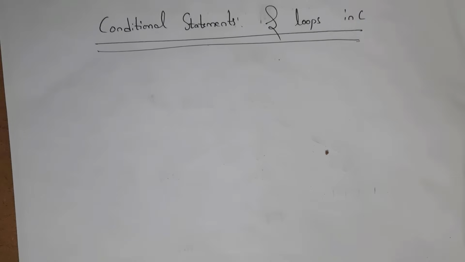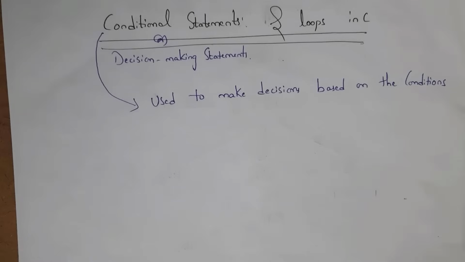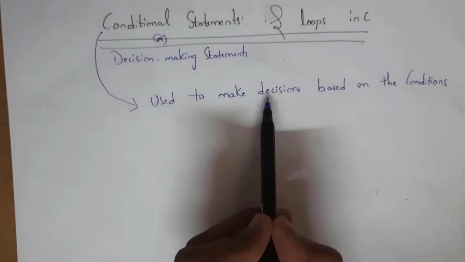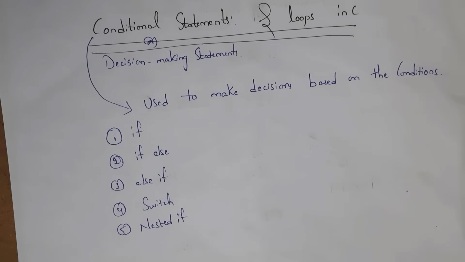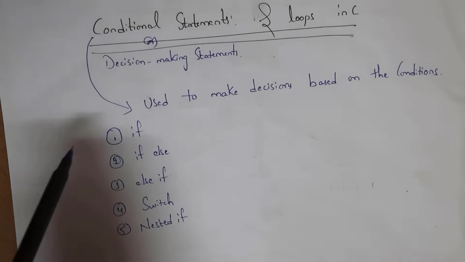Next topic is what are conditional statements. We also call these conditional statements decision making statements. Conditional statements are used to make decisions based on conditions. They are classified into 5 types. First one is if statement, next is if else, third is else if, fourth is switch statement, and fifth is nested if. I will explain each of them in detail.